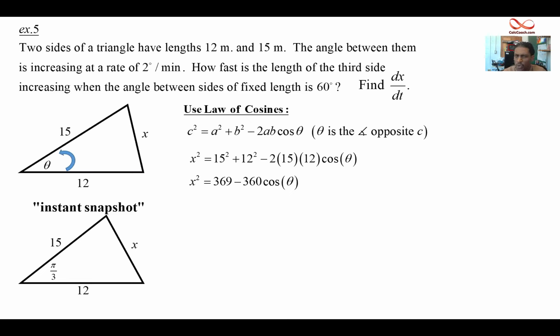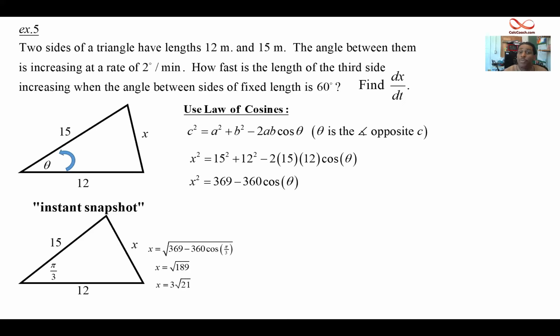We have pi over 3. The cosine of pi over 3 is equal to a half. So we take a half, times it by 360, we get 180. 369 minus the 180 is 189. And we take the square root to give what x is. x is the square root of 189. Not a perfect square, but it has a perfect square that goes into it. 189 is divisible by 9. It goes in there 21 times. So 9 times 21, take the square root of each, and we end up with 3 root 21 is what x is in that instant.